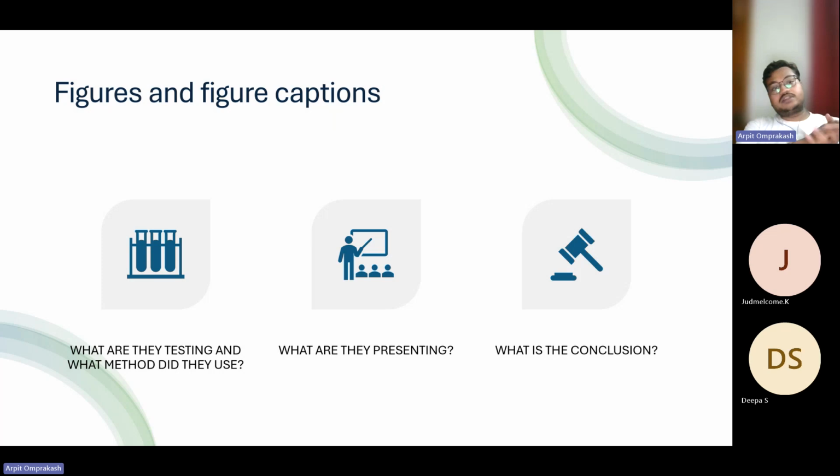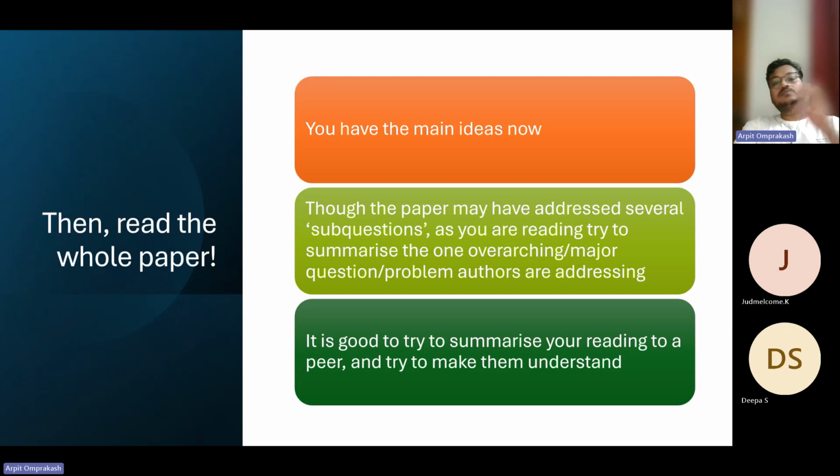By reading the figures and figure captions, you can see what the testing is and what method they are using, what they are presenting, how they are presenting the results, what results they found, and what conclusion they found from the results. What are the inferences that they are drawing from the results.